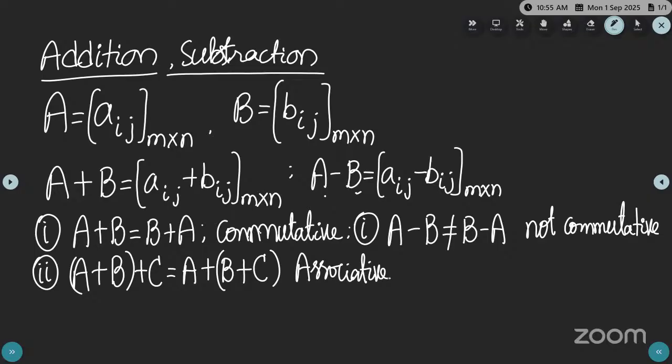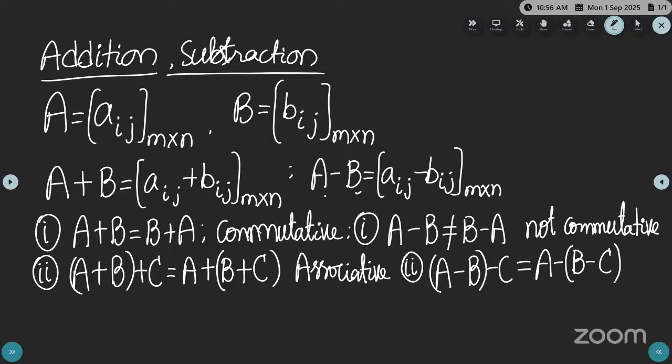Next, can you write the same one for subtraction? A minus B minus C, is it equal to A minus B minus C? Say yes or no. No. Subtraction of matrices is not associative. Okay, next.